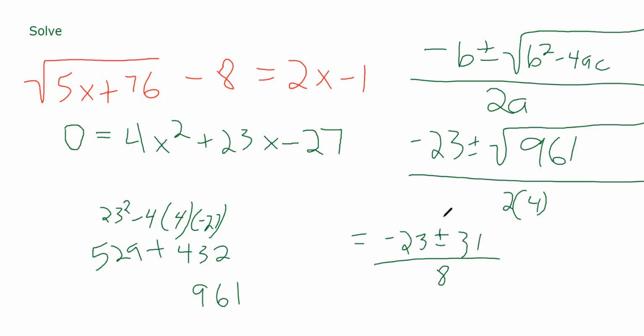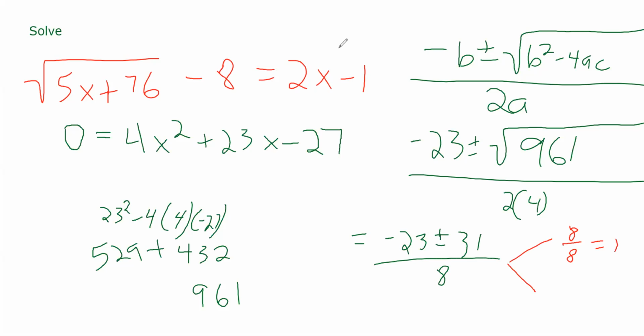Now we're going to deal with the plus or minus, but since everything looks like a whole number at the moment, let's deal with it this way. Negative 23 plus 31 is glorious, glorious 8. And we have 8 on bottom. Whew, that works out real nice and clean. So one of the solutions is the number 1.